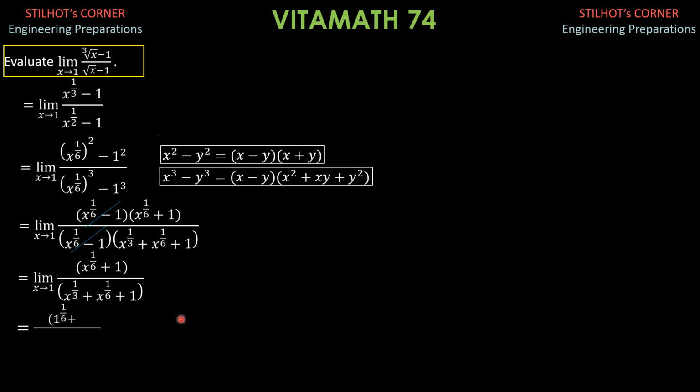and that would be 1 to the 1/6 plus 1 over 1 to the 1/3 plus 1 to the 1/6 plus 1. And since 1 to the 1/6 is 1, 1 to the 1/3 is 1, 1 to the 1/6 is 1, so that is 1 plus 1 all over 1 plus 1 plus 1, and that would be 2/3. So therefore the answer is 2/3.